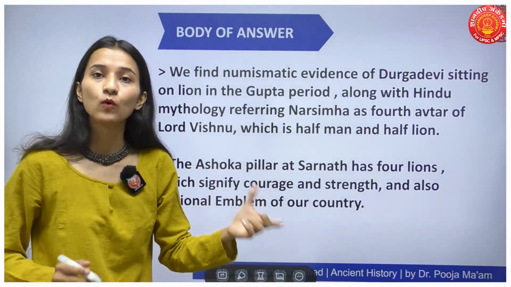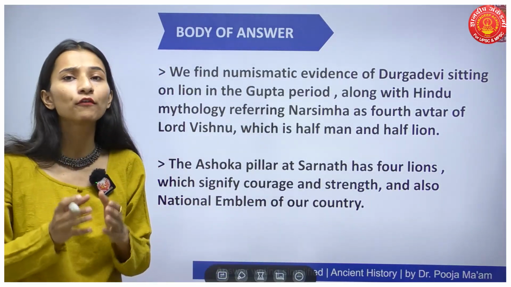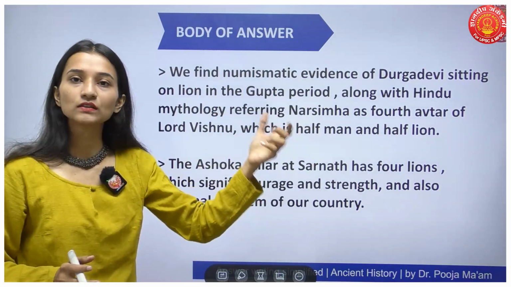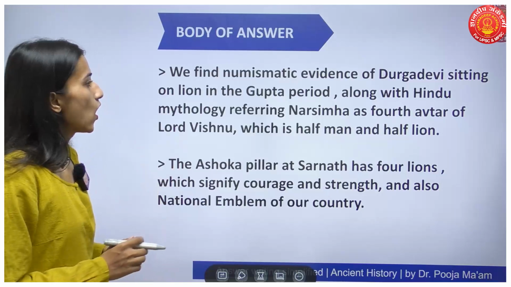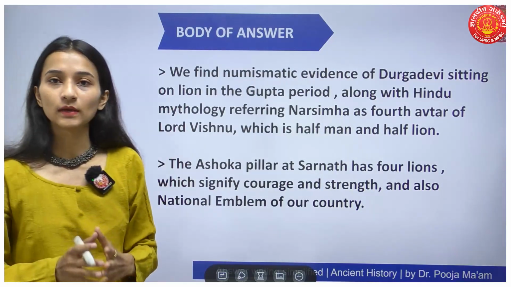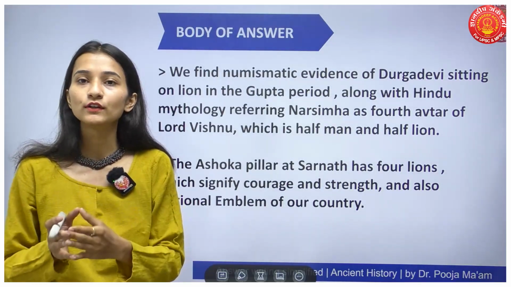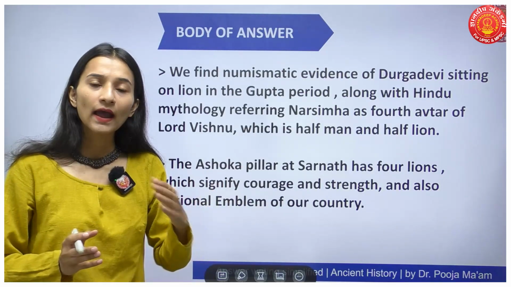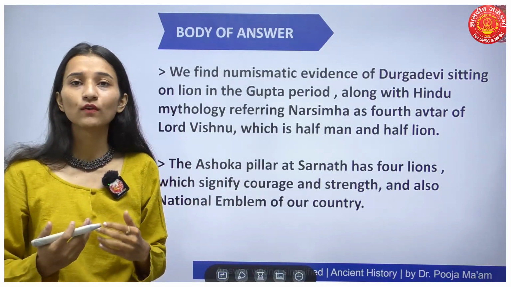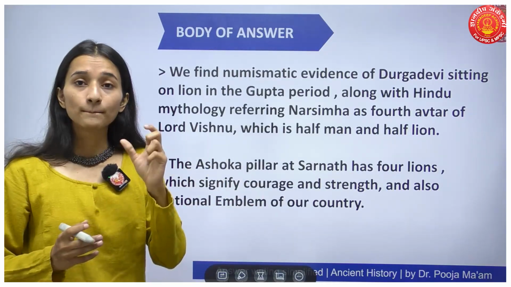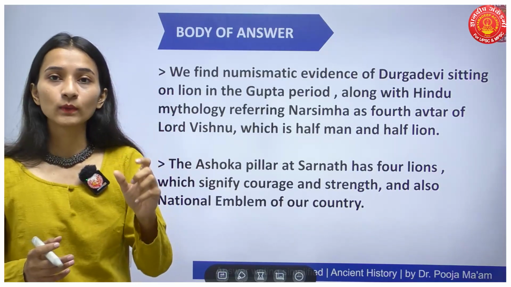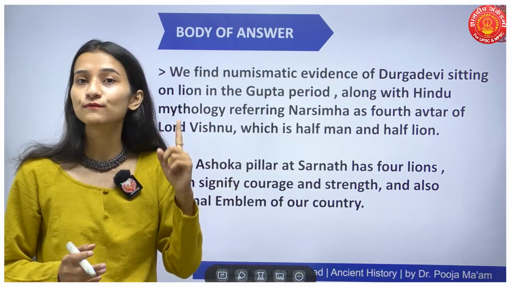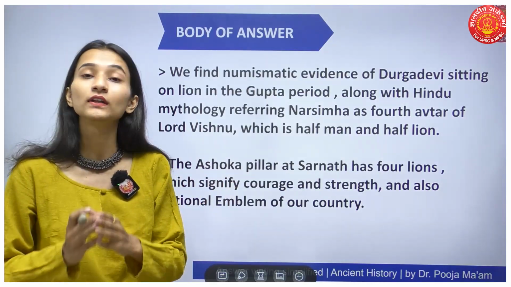Then body of the answer, what should be included or what should be the content of your main answer? So in that we will include, we find numismatic evidence, that is the evidence in the form of coins of Durga Devi sitting on lion in the Gupta period. Now we see that gold coins were introduced for the first time by Indo-Greeks, then the purest form of gold coins were minted by Kushans, and later on gold coins were used in administration for exchange during the Gupta reign. But the portraits of king and queen on one side and Durga Devi sitting on lioness on the other side of the coin was first of its kind minted during the Gupta reign.